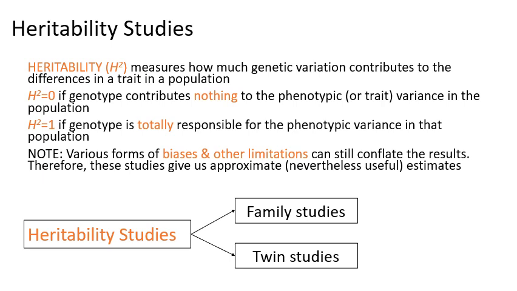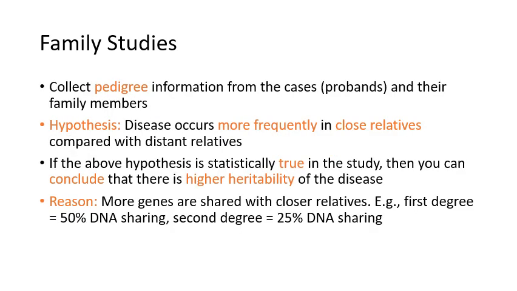So heritability studies can be either family studies or twin studies. For family studies, we collect pedigree information. Remember, we've done a previous lecture about pedigrees. Pedigrees is basically documenting large family histories, family trees. So we collect pedigree information from cases, which are the probands, and their family members. The hypothesis is that the disease occurs more frequently in close relatives compared with distant relatives. If the above hypothesis is statistically true in the study, then you can conclude that there is higher heritability of the disease. The reason is that more genes are shared with closer relatives. For example, in first-degree relatives, there is 50% DNA sharing, compared with second-degree relatives where we have 25% DNA sharing.